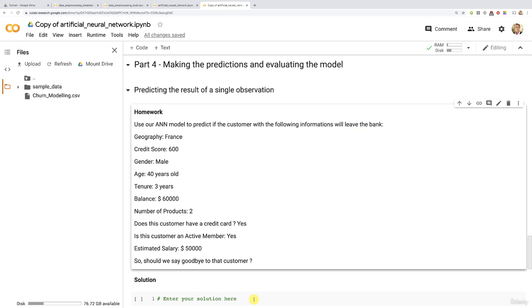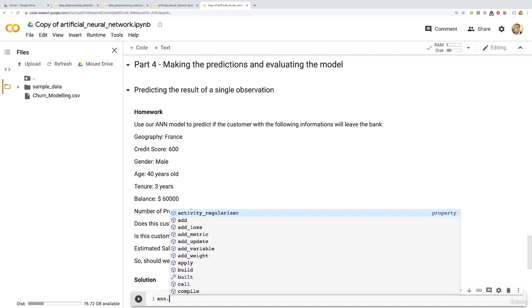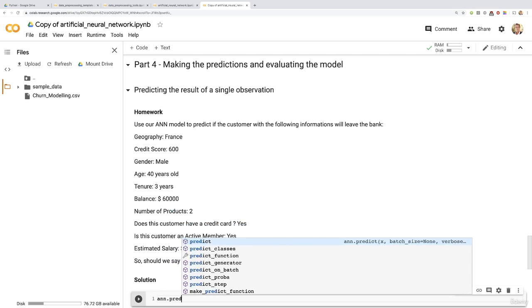All right, so I left this code cell here to enter the solution, but this is just a comma, so let's just remove it. And now how do we complete successfully that homework? Well, of course, we need to get first our ANN model, from which we're going to call a new method, different than the add method or the fit method. Right now, of course, we need to call the predict method. Absolutely no trap. We call this predict method to predict if yes or no, the customer with the following information will leave the bank.